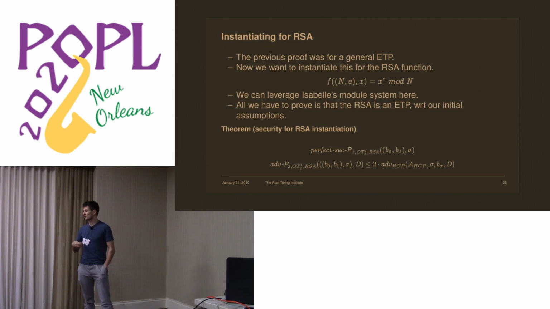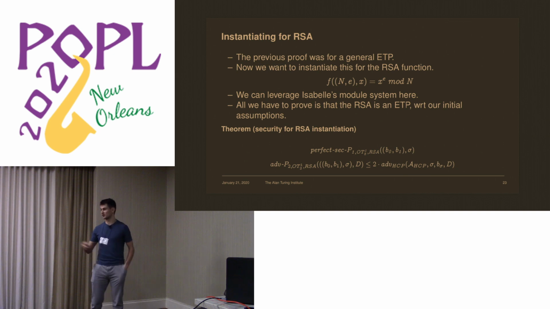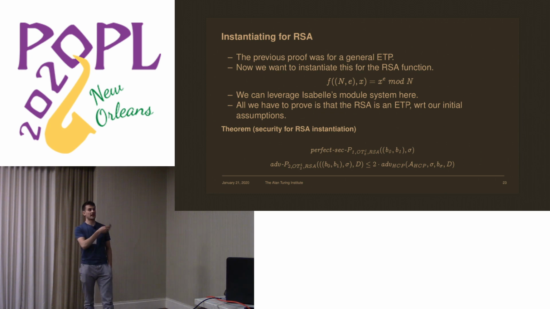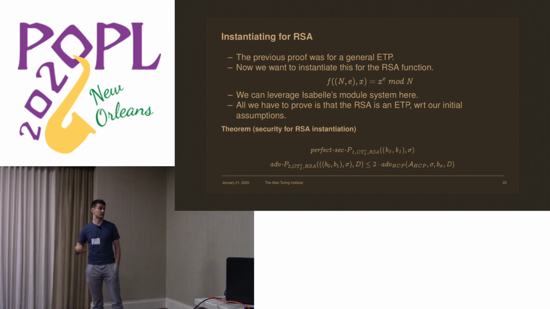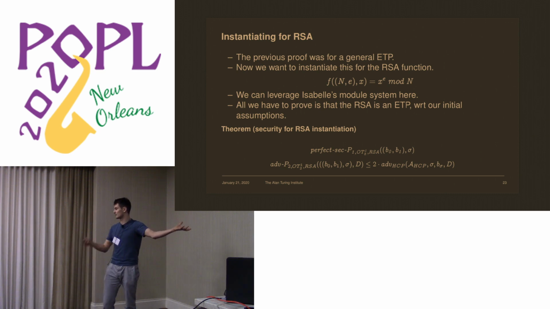So let's have a think about the RSA instantiation now. The previous proof was just for this general extended trapdoor permutation. It was fairly simple. We just fixed some assumptions in a module, in a locale, and this proof went through. But now we want to instantiate it for the RSA function. So the RSA function's written there. And here we can use Isabelle's module system to get this security proof for free. All we have to do is prove that the RSA function is actually an ETP with respect to these initial assumptions. And these security results read exactly the same, except we now have this done.